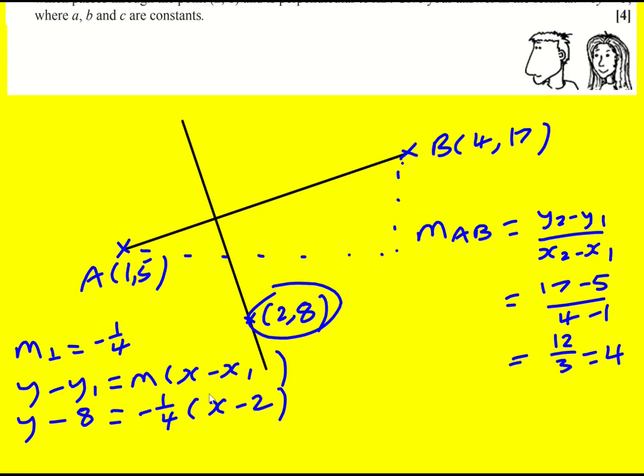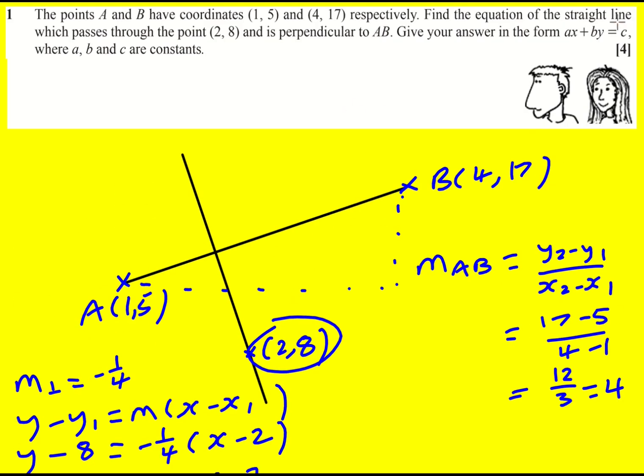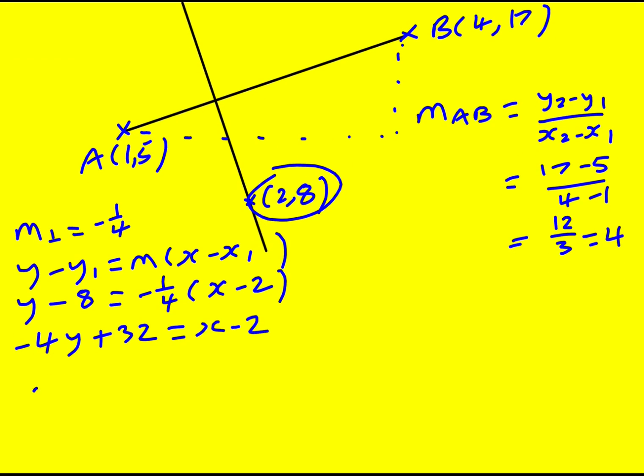We could expand this out and everything, but actually best to just multiply through by, I think I'm going to multiply through by minus 4. So minus 4y plus 32 is equal to x minus 2. And then we're nearly there. ax plus by equals c, so it's going to be x plus 4y is equal to 34.